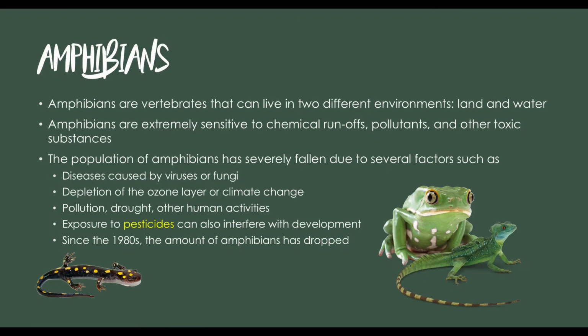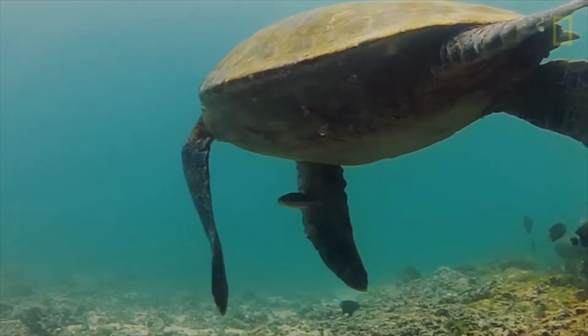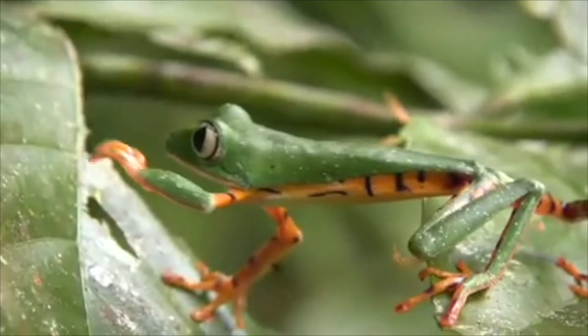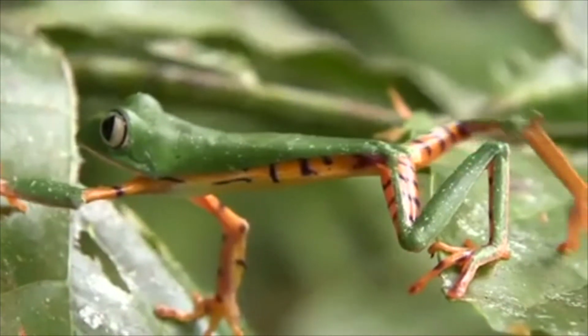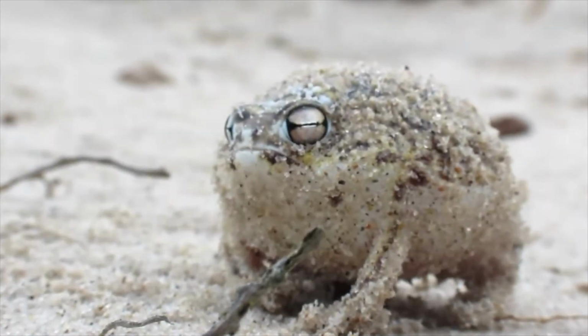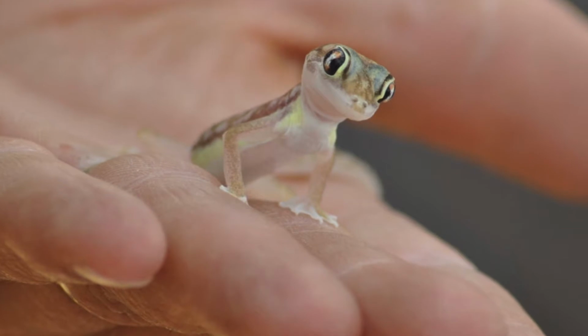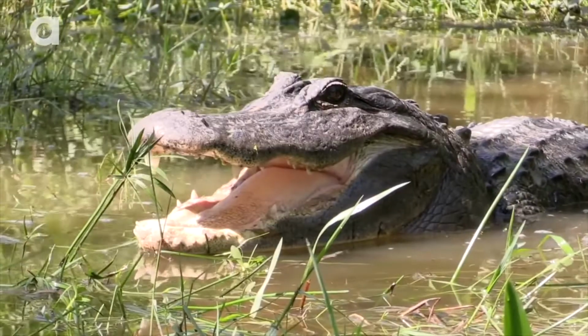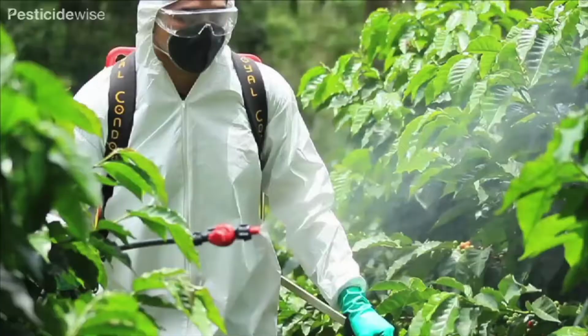Amphibians. Amphibians are vertebrates that can live in two different environments, land and water. Amphibians are extremely sensitive to chemical runoffs, pollutants, and other toxic substances. The population of amphibians has severely fallen due to several factors, such as diseases caused by viruses or fungi, depletion of the ozone layer or climate change, pollution, drought, or other human activities.